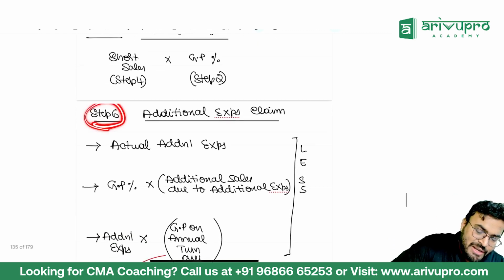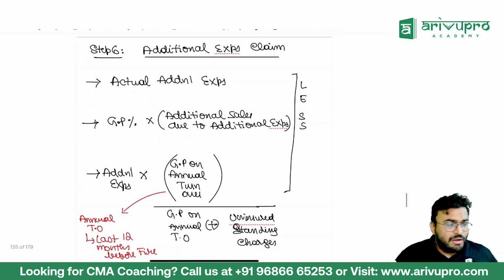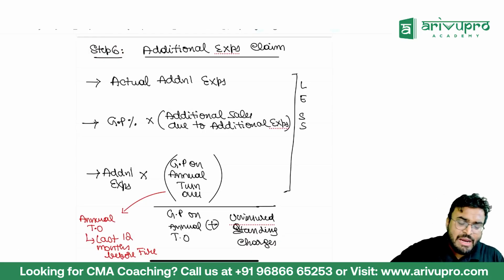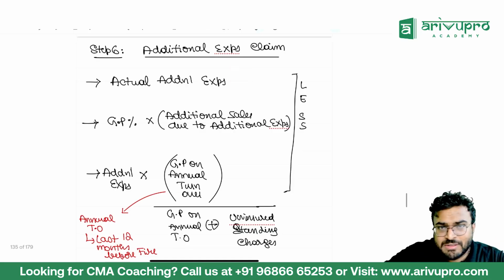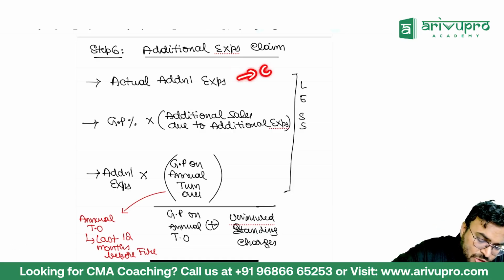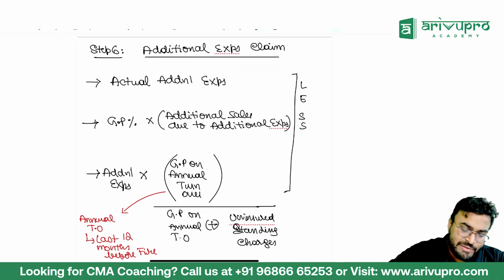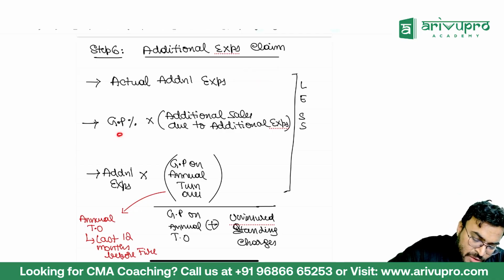Now step 6, additional expenses claim. The insurance company will say that if you have extra expenses, they will pay for that. How to calculate the additional expense claim? First option: the actual additional expense, which will be given in the question. Next, gross profit percentage into additional sales due to additional expenses.